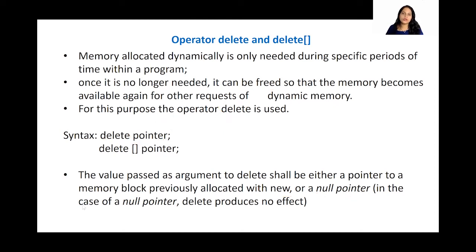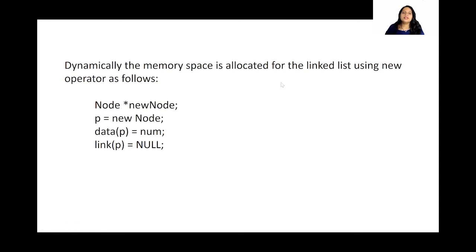So new we are going to use to create a memory dynamically, and delete we are going to use to remove or release those memory which has been allocated, right? So dynamically the memory space is allocated for the linked list using the new operator as follows. So how do we allocate the memory for our linked list? Because we are learning about linked list right now.